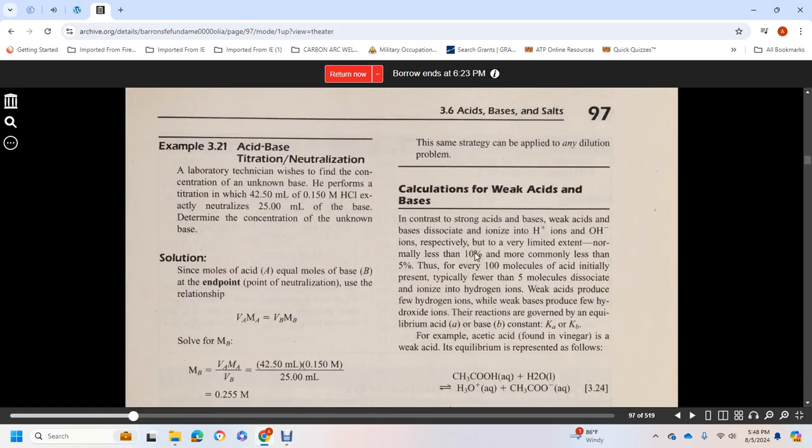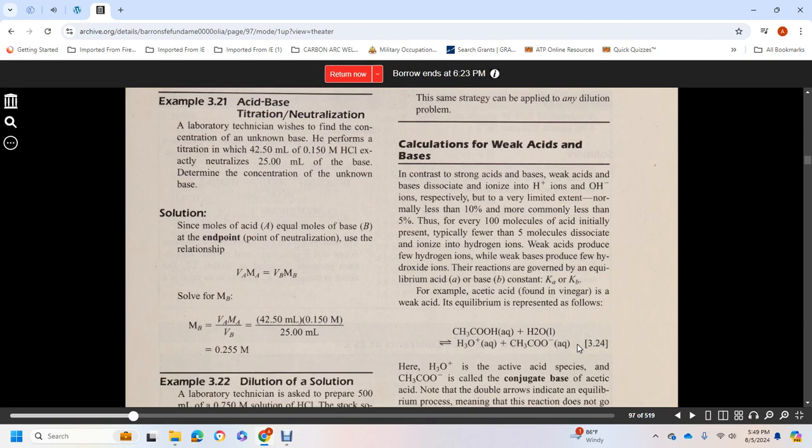Calculations with weak acids. In contrast to strong acids and bases, weak acids and bases dissociate into positive hydrogen ions and hydroxide ions, respectively, to a very limited extent, normally less than 10%, more commonly less than 5%. Thus, for every 100 acid molecules initially present, typically fewer than 5 molecules dissociate into ions. Weak acids produce fewer hydrogen ions, and weak bases produce fewer hydroxide ions. These are governed by the equilibrium acid constant Ka or base constant Kb. For example, the acid found in vinegar is a weak acid, and its equilibrium is represented as follows.